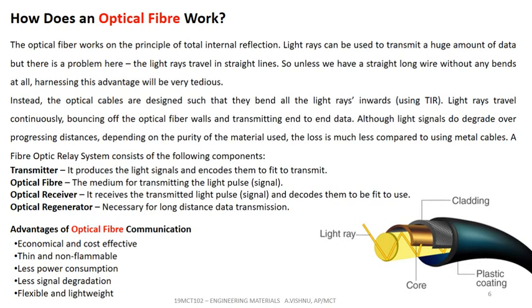How does an optical fiber work? A fiber optic relay system consists of the following components: a transmitter, optical fiber, optical receiver and optical regenerator.